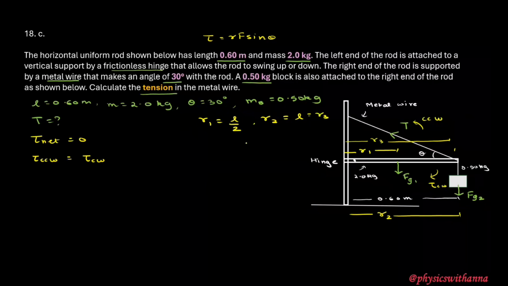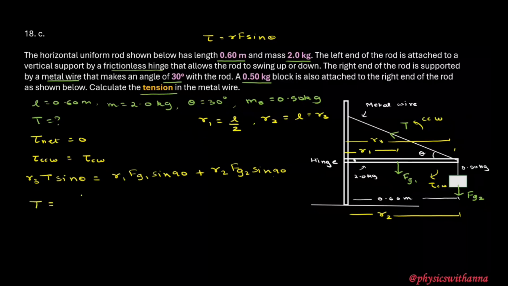Once we identify these distances, we can substitute for torque. Counterclockwise torque can be written as R3 T sine theta equals clockwise torque. Clockwise torque is because of two different forces, so we add the torque due to each of them. First, because of Fg1: R1 Fg1 sine 90, 90 because it's making an angle of 90 degrees with the rod, plus the second force Fg2: R2 Fg2, again sine 90. I want to find the tension in the metal wire, so divide by R3 sine theta.